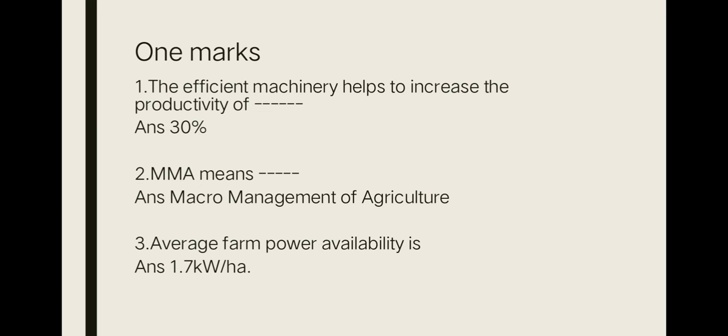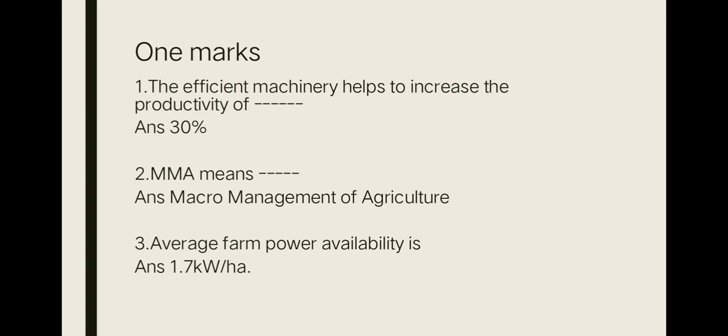So these are some questions. Let's see one by one. The efficient machineries help to increase the productivity by 30%. Means if we use machinery in our farm, then our productivity is increased by 30%.